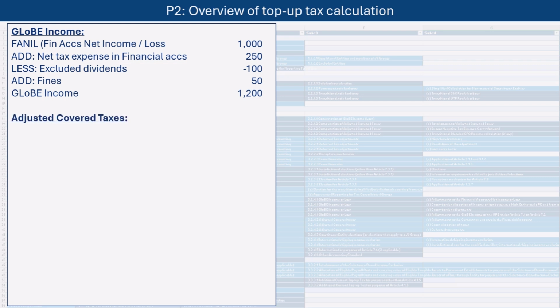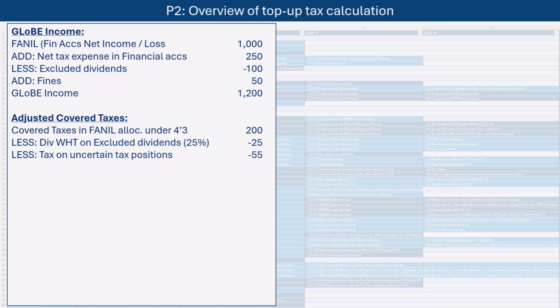You then are going to calculate your adjusted covered taxes. And again, you start with the taxes in your financial accounts and you allocate them according to Article 4.3. So you deal with your CFC income and your dividend withholding tax and all those kind of things. You're going to deduct any dividend withholding tax on excluded dividends, because since dividends are not taxed, it makes no sense to include any dividend tax on those dividends because that will not give you the right effective tax rate. You will allocate the dividend withholding tax to the entities who distribute their profits because it's part of the taxes on their profits, but that's in a different step. You will take out your uncertain tax positions, as we already have talked about, and then you calculate your adjusted covered taxes, which in this particular case we say is 120.